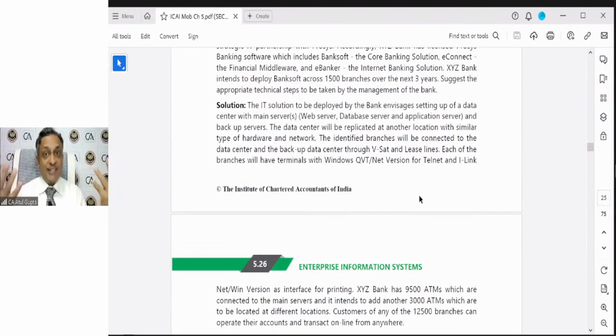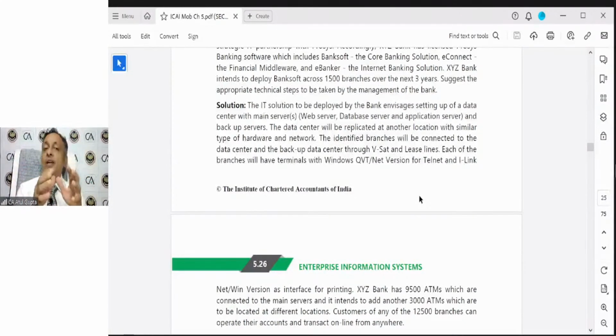One of the core things that you need to ensure when you create a core banking system is that the data is going to be centralized. So in the given case, XYZ bank, all 1500 bank branches need to be connected to its data center. They connect through VSAT and lease line. This VSAT and lease line is basically the way you connect a network. VSAT, you connect through satellite. Lease line is a dedicated line that connects the data center to any location.